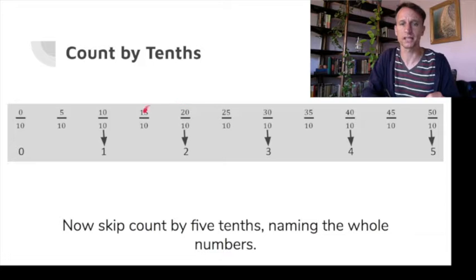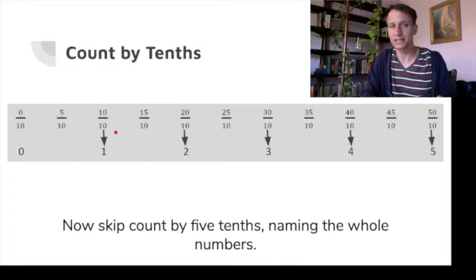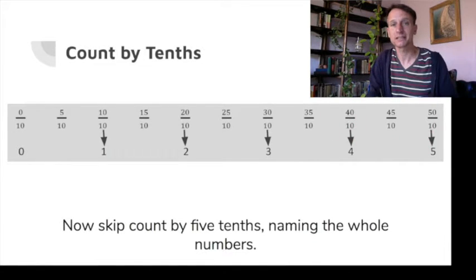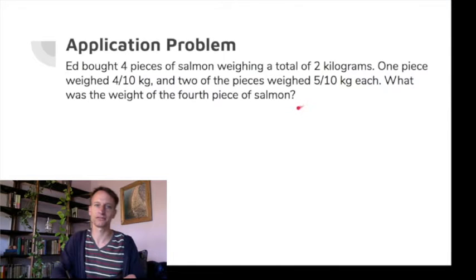And just to relate this to money, a tenth of a dollar is a dime. If you have no dimes, you got no money. If you have 10 dimes, you have $1. If you have 20 dimes, you have $2. If you have 30 dimes, you have $3. 40 dimes is $4. 50 dimes would be $5. Lucky you with your $5.